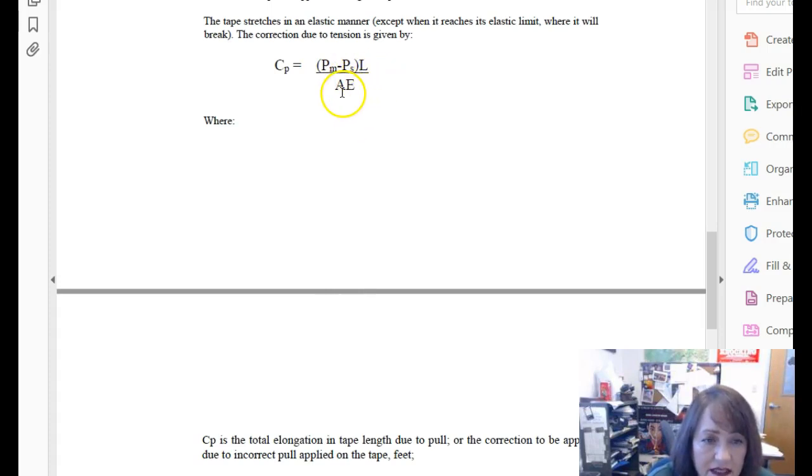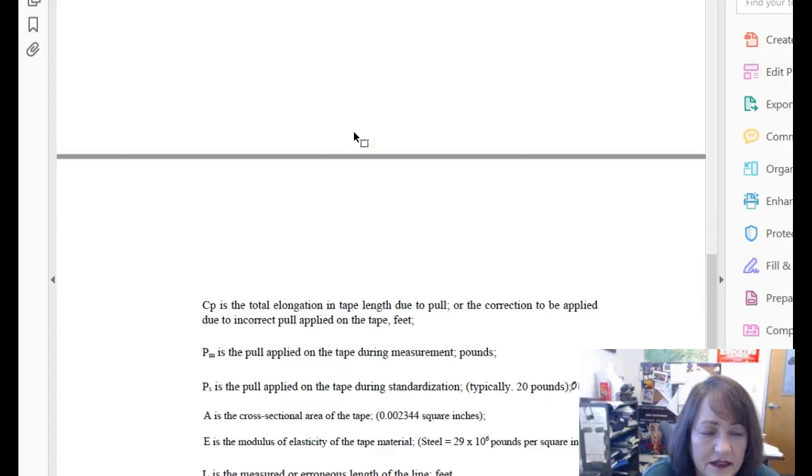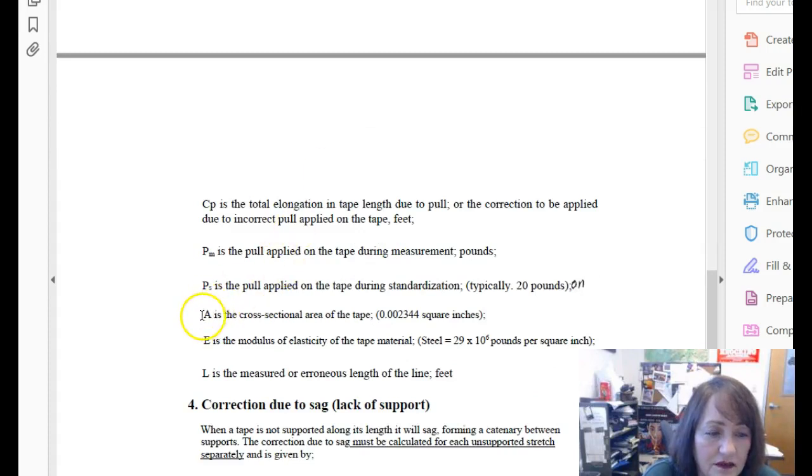L is the length of the tape. A is the cross-sectional area of the tape. And E is a property called the modulus of elasticity. In other words, it's a representation of the stretchiness of the tape. Now, I've given you values for those because there's not really a reason that you would know those two values. You will, at some point, learn about E if you take mechanics of materials or any type of a strength of materials course.